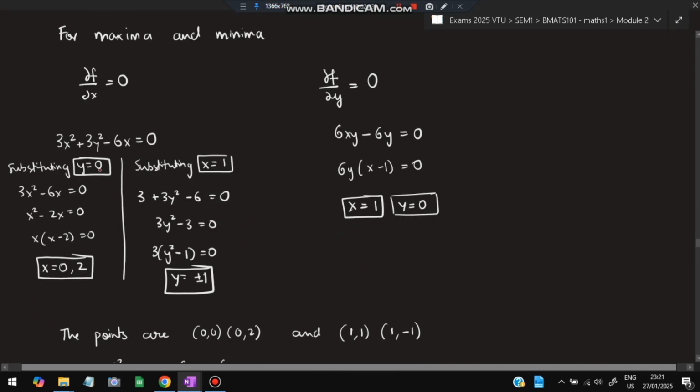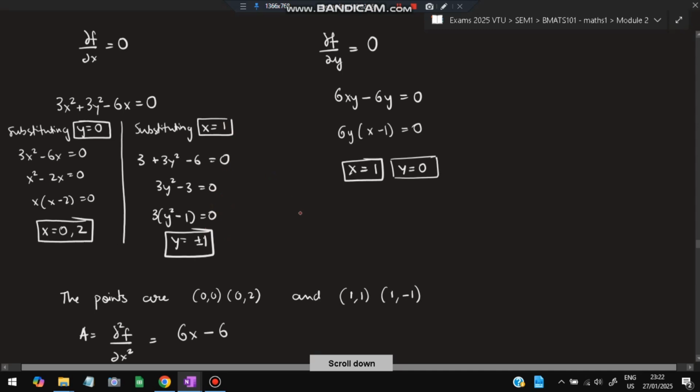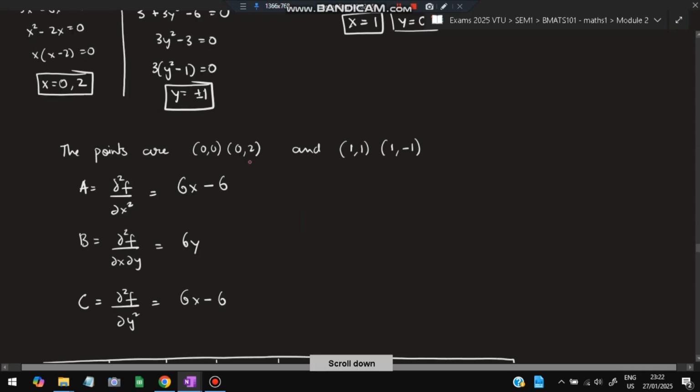Now the combinations which we got: 0 with 0 and 2 with 0, so (0, 0) and (2, 0). And the combinations we got: 1 comma 1 and 1 comma minus 1. We have to write x and y in the form (x, y). So (1, 1) and (1, -1), and this is (0, 0) and (2, 0). Okay, so these are the points which you got.